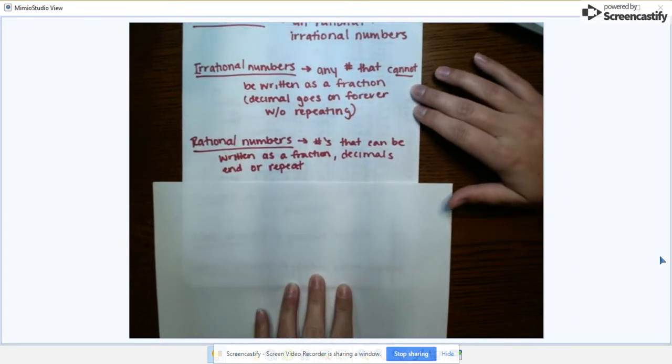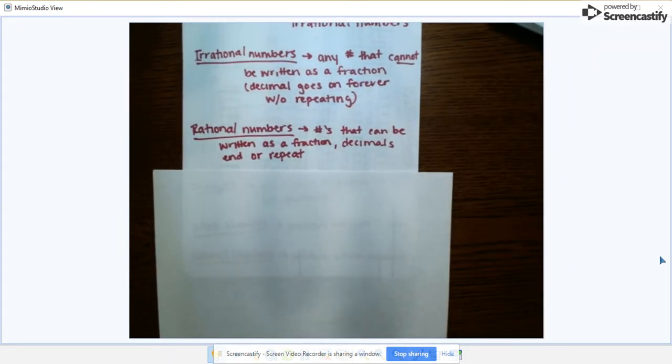On the other hand, we have rational numbers, and those are numbers that can be written as a fraction. They can still have decimals that go on forever, but there will be a repetitive part of the decimal.